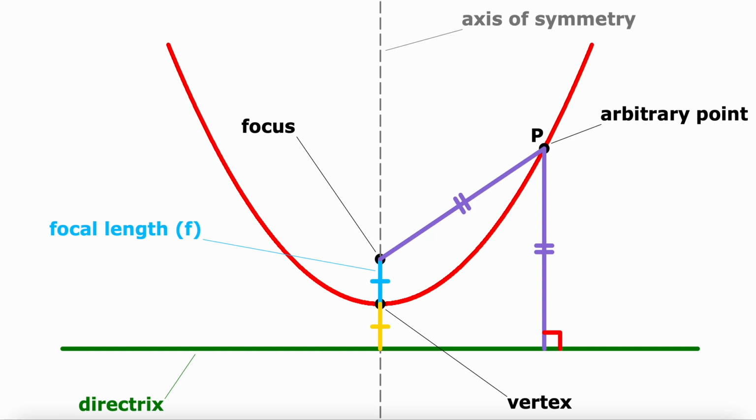Lastly, the focal length is the distance between the vertex and the focus. It determines the shape of the parabola. Specifically, the shorter the focal length, the narrower the opening of the parabola. Conversely, the longer the focal length, the wider the opening of the parabola.